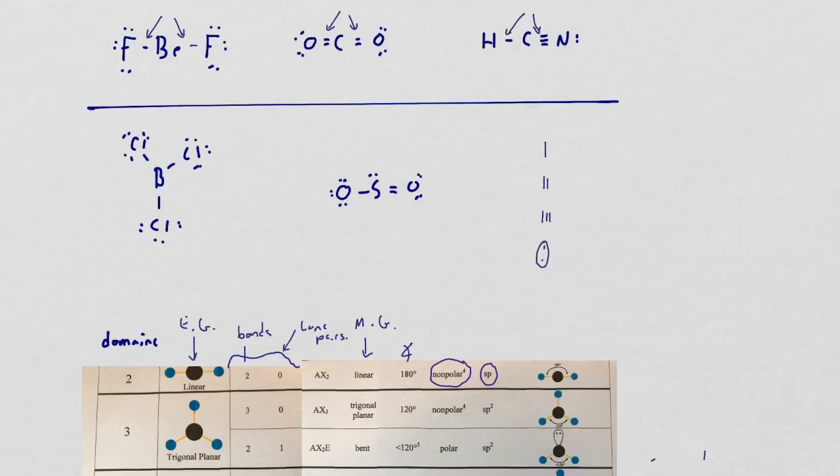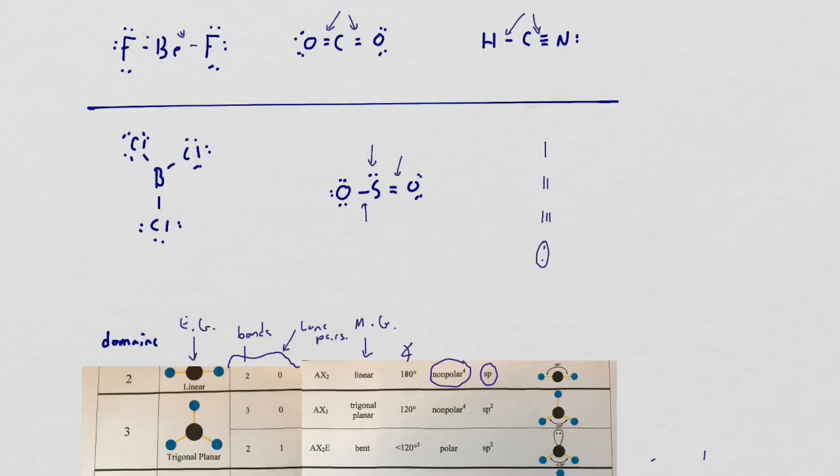BCl3 has 1, 2, 3 domains. How many does this one have? Well, it's got a double bond here, a single bond here, and a pair of electrons here. Now, this is an example of a molecule that has 3 domains, but 2 of them are bonds and 1 of them is a lone pair. And we're going to have to look at that when we're trying to determine what the three-dimensional shapes of these molecules are.